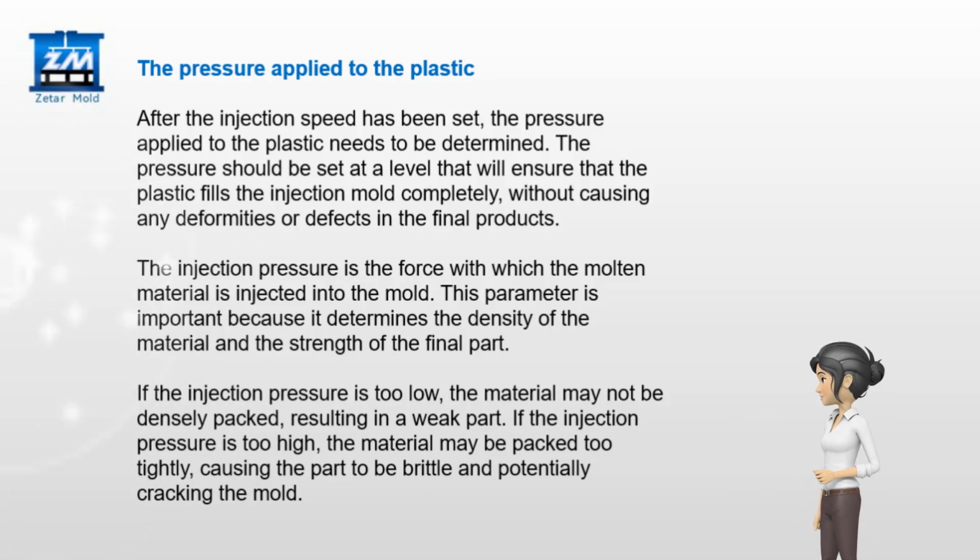The injection pressure is the force with which the molten material is injected into the mold. This parameter is important because it determines the density of the material and the strength of the final part. If the injection pressure is too low, the material may not be densely packed, resulting in a weak part. If the injection pressure is too high, the material may be packed too tightly, causing the part to be brittle and potentially cracking the mold.